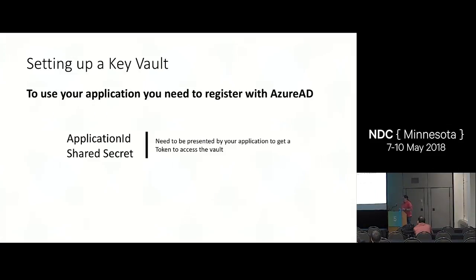Now, if you want to do programmatic access against the Key Vault, which is something we're going to look at in a moment, then you need to do an extra step. You need to register your application with AzureAD. All the instructions for doing that are on that website. And that gives you your app ID and shared secrets that you need to use to access the Key Vault.